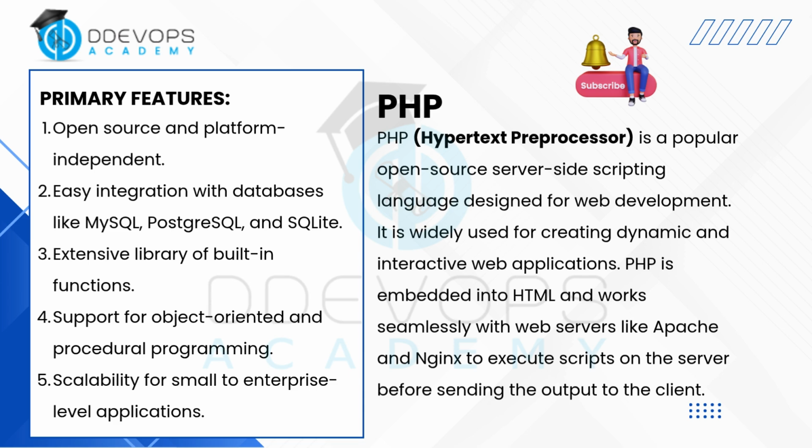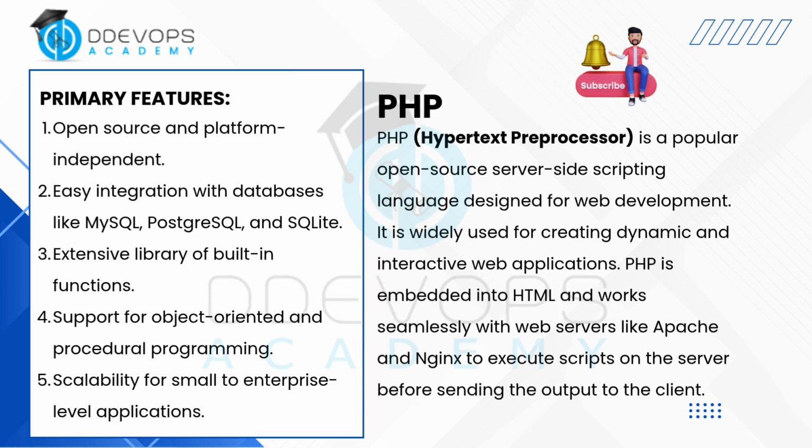Now let's look at some of its main features. Open source and platform independent. You can use PHP on almost any operating system, and it's completely free. Easy database integration. PHP works really well with databases like MySQL, PostgreSQL, and SQLite, so you can store and retrieve data efficiently. Large library of built-in functions. PHP gives you a lot of ready-made functions to make coding easier and faster.